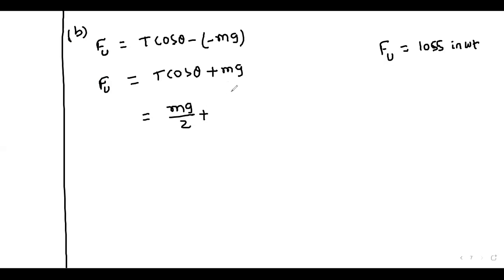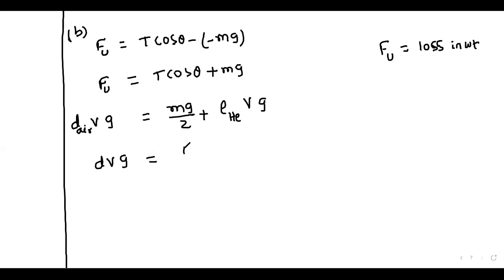This is the weight of the object. Since the object is a helium balloon, the weight is density of helium times volume times g, which is equal to the upthrust, that is the buoyant force, which is nothing but density of air times volume times g. The density of air they gave us as d, so dvg is equal to mg.